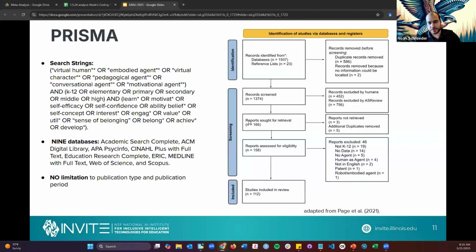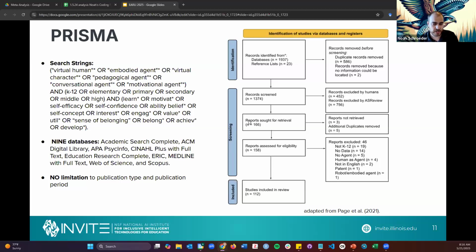I'm not going to run through every single detail on here because it would take a long time. But the takeaway point that I want you to have is our search string. We used all sorts of different words around pedagogical agents. We used virtual human, embodied agents, virtual characters, conversational agents, motivational agents. Next, we tried to capture every word we could find that was related to something around K-12 education. So primary, secondary, middle, high, K-12, elementary, all of those types of things.